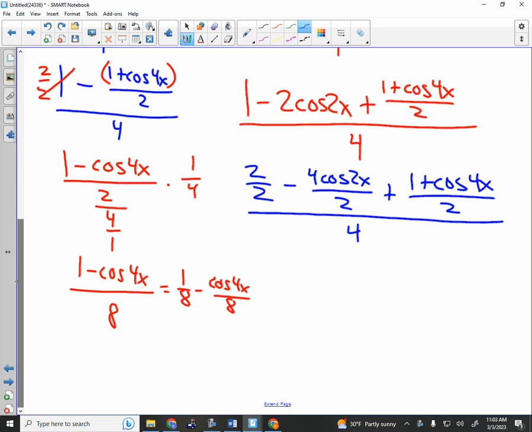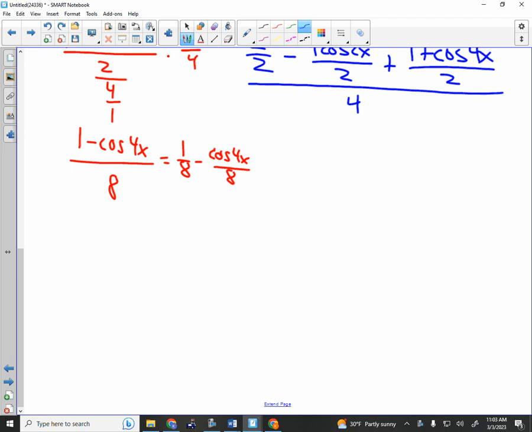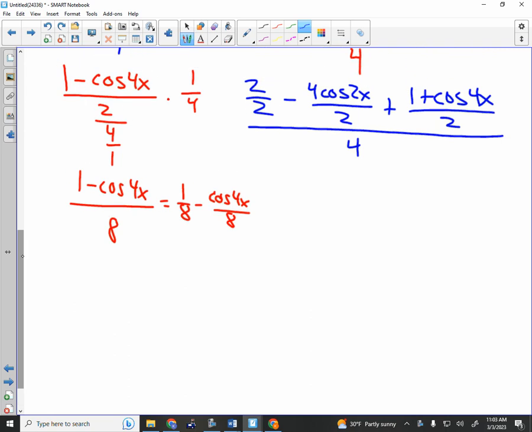So now I've got common denominators. Is there anything here that you can combine together? Any like terms? The 2 and the 1 make 3, because it's a positive 2 and a positive 1. And then it's a negative 4 cosine of 2x, and it's a positive cosine of 4x. If the angles are not the same, you can't combine them together. We would need a different kind of formula for that.